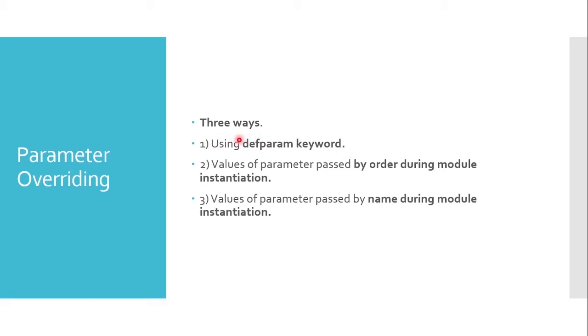Well, there are three ways of overriding a parameter. First one is using the defparam keyword, the long form of which is define param. Then we can override the parameters by order during module instantiation. And the third way is by name; we can also override the parameter by name during module instantiation. We will see the code for these three.